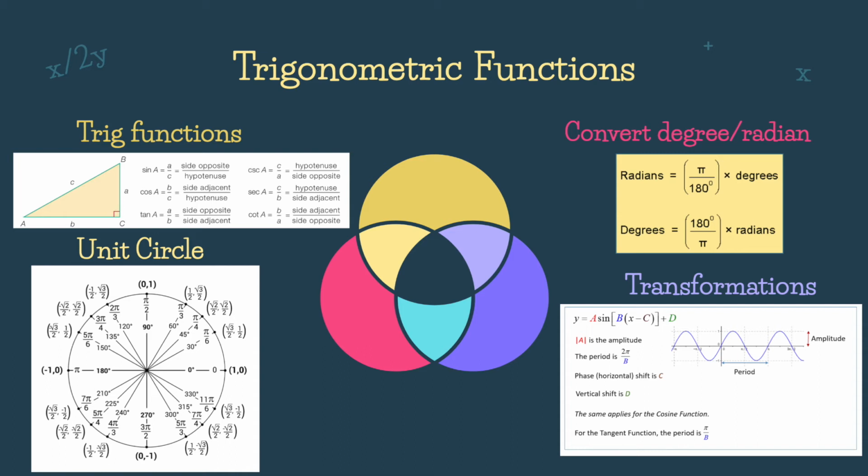Finally, it's important to recognize the graphs of trigonometric functions of the form y equals d plus a sine of bx minus c, where sine can be replaced by any trigonometric function. A stretches or shrinks the amplitude of the graph. B shifts the period of the graph, which is 2 pi over b for sine and cosine related graphs, and pi over b for tan related graphs. C shifts the graph left or right, and D shifts the graph up or down.